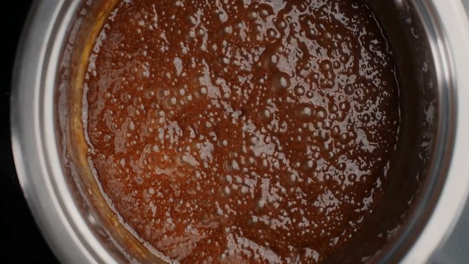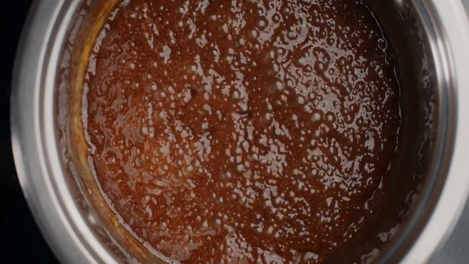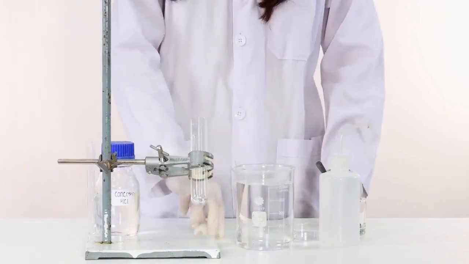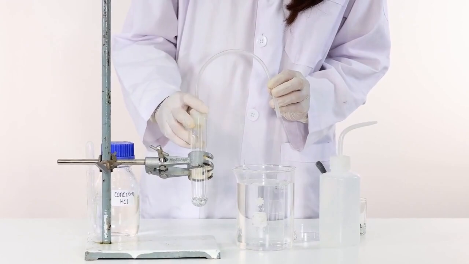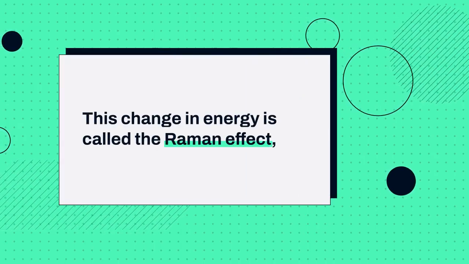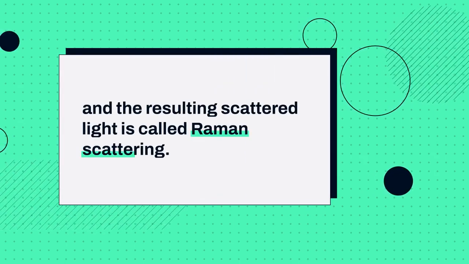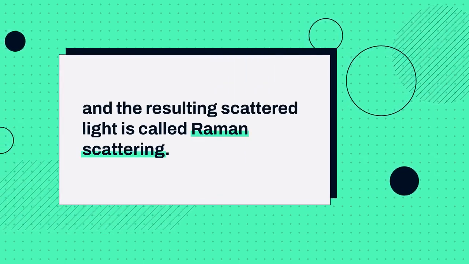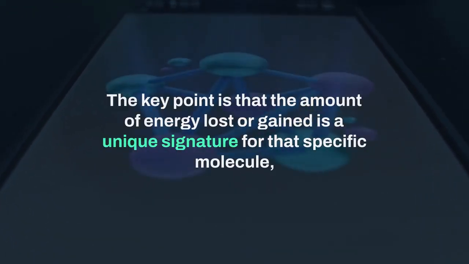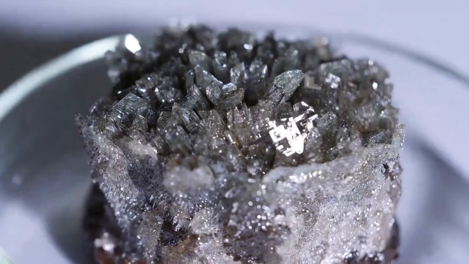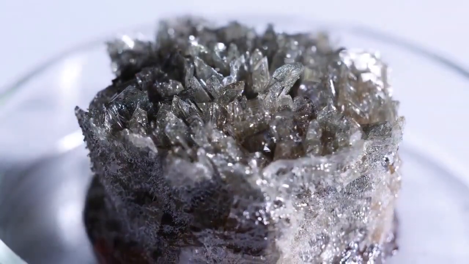But something special happens to about 1 in a million photons. When it hits a molecule, it either gives a tiny bit of its energy to the molecule or steals a tiny bit of energy from it. This change in energy is called the Raman effect, and the resulting scattered light is called Raman scattering. The key point is that the amount of energy lost or gained is a unique signature for that specific molecule, just like a fingerprint is unique to a person.